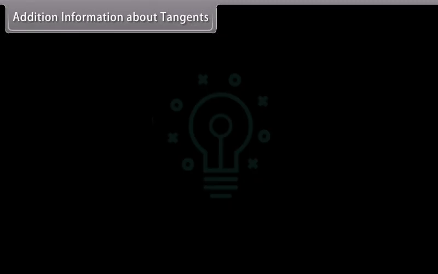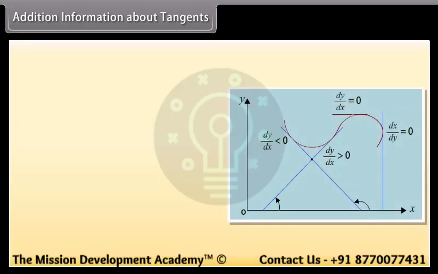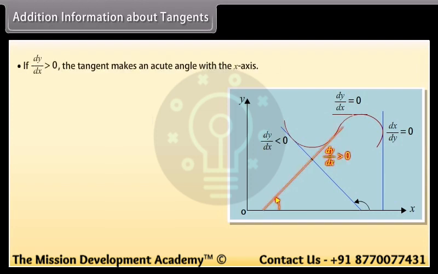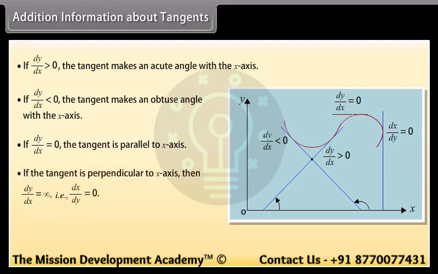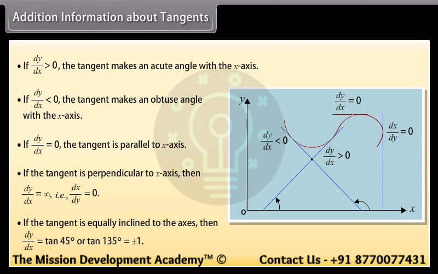Additional information about tangents. Look at this figure. Here we can see that if dy by dx is greater than 0, the tangent makes an acute angle with the x-axis. If dy by dx is less than 0, the tangent makes an obtuse angle with the x-axis. If dy by dx is equal to 0, the tangent is parallel to the x-axis. If the tangent is perpendicular to the x-axis, then dy by dx is equal to infinity, that is, dx by dy is equal to 0. If the tangent is equally inclined to the axes, then dy by dx is equal to tan 45 degrees or tan 135 degrees, which is equal to plus or minus 1.